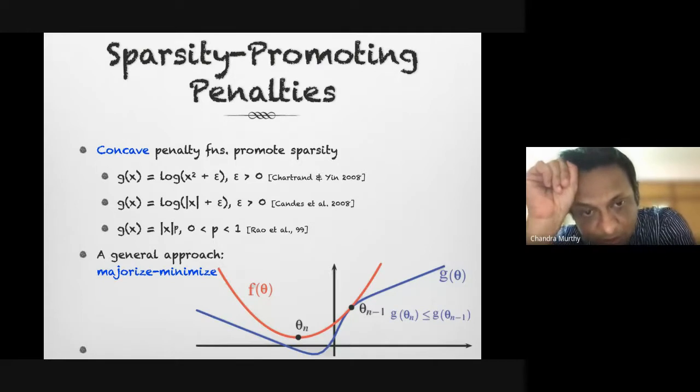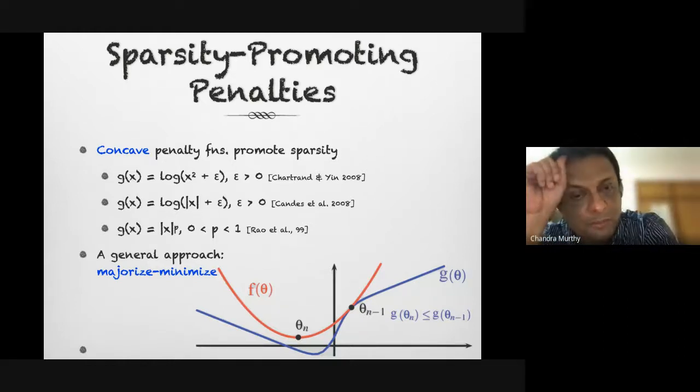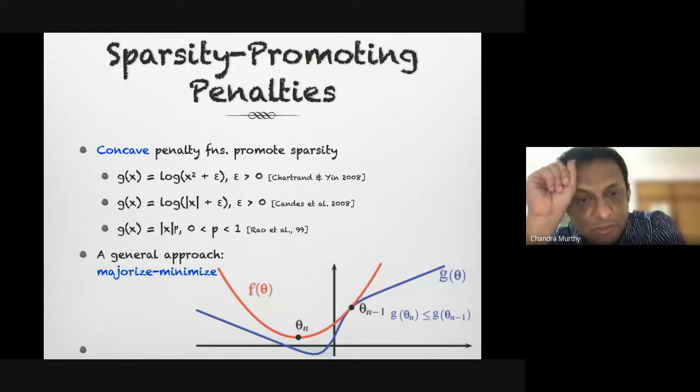So for example, g of x could be log of x squared plus epsilon, where epsilon is some small number. Again, the epsilon doesn't have a major role here. It only avoids singularities when x goes to 0. Or g of x equals log of mod x plus epsilon, or g of x equals mod x raised to the power p, where p is between 0 and 1. So a general approach that one can use is called majorization minimization.